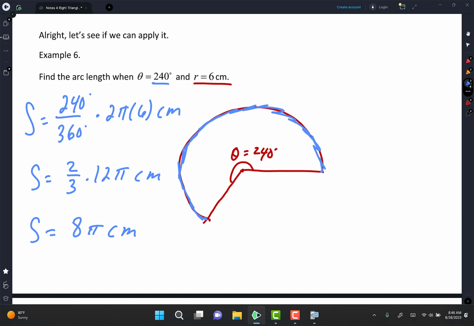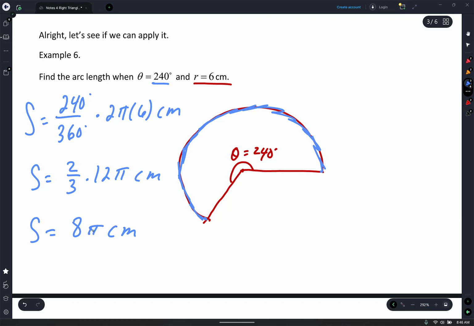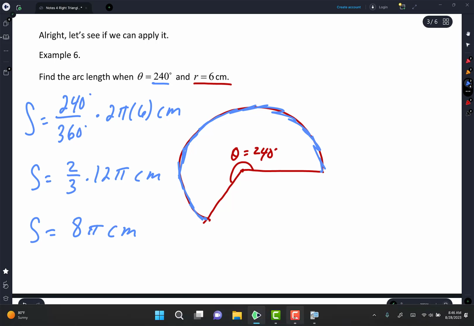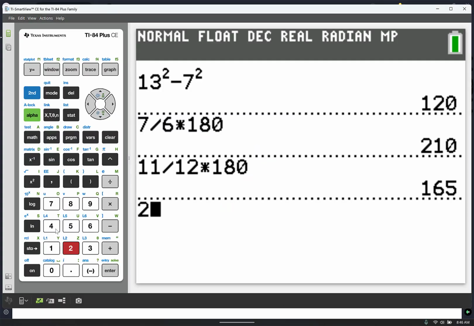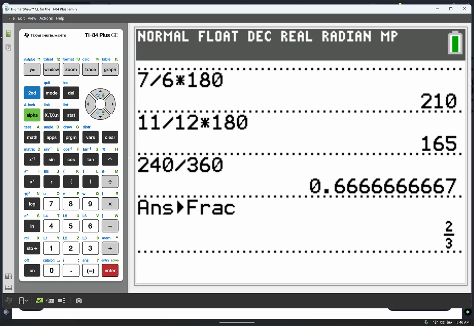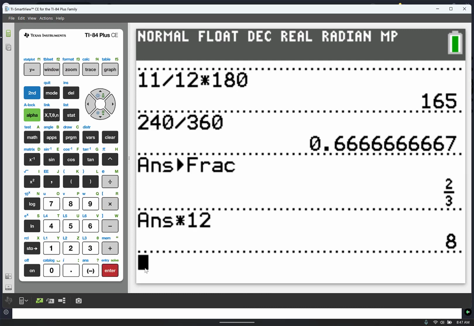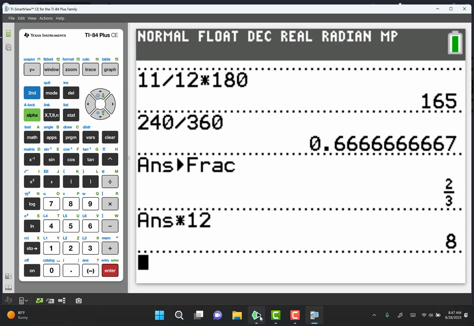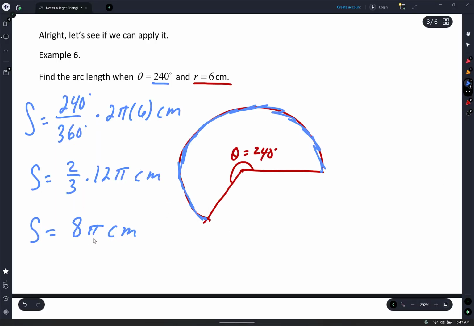I make mistakes all the time, like you saw a little while ago. But this is the exact arc length, so that's why I left it in terms of pi. So 240 over 360, I'm 99.9% sure it's 2/3, but let me check. I push enter, and yep, sure enough, that's 2/3. Math, fraction, enter. Then I just multiplied that by 12, and there's your 8, and then just put the pi. And this is the exact. If you round the pi to 3.14, or you put 8 times pi in the calculator, as soon as it's a decimal, it's no longer exact. It's approximate. Cool or not cool?